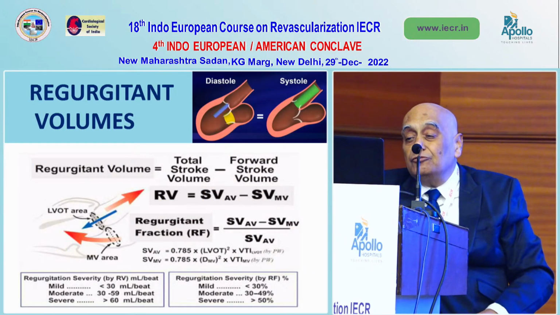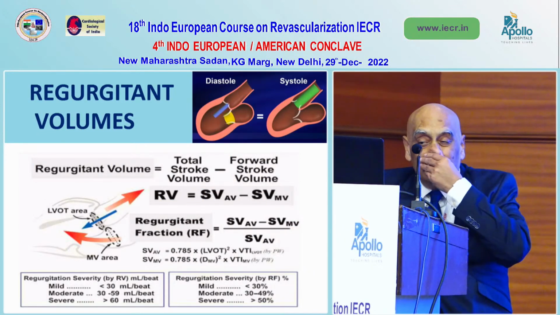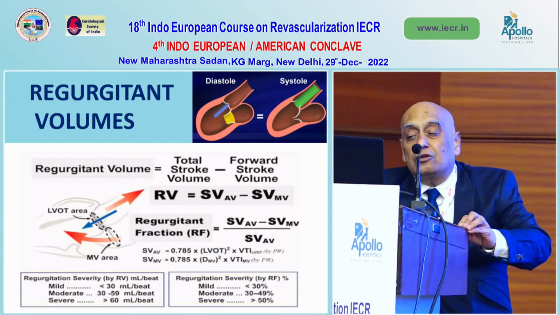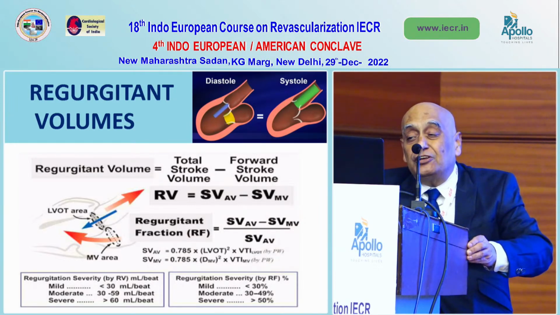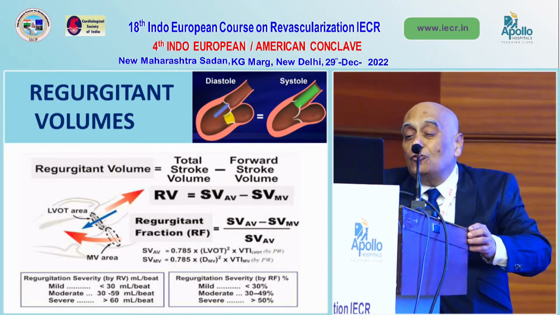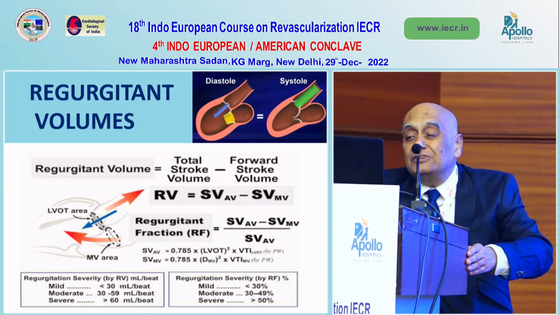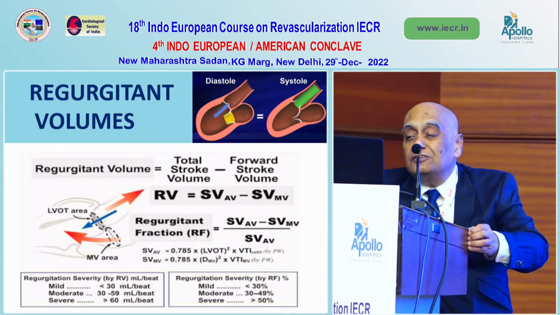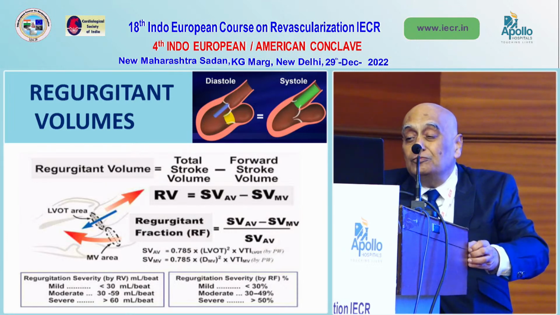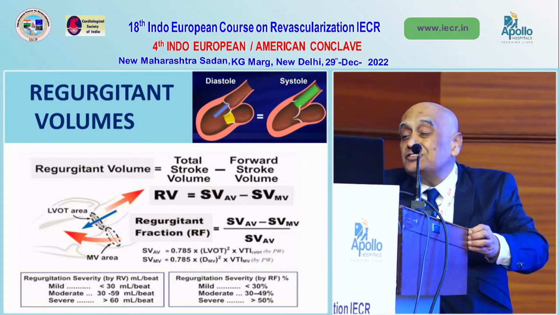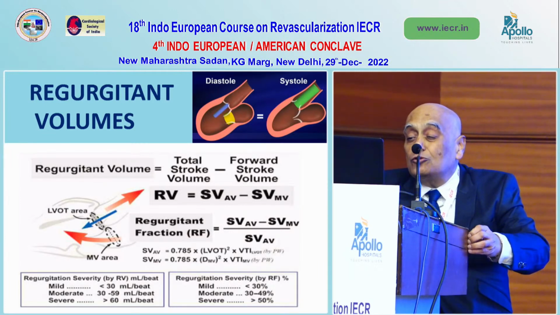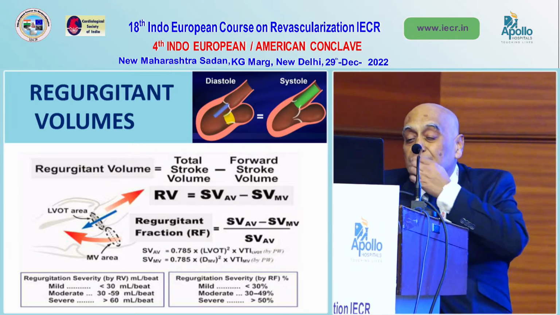And similarly, we can use the Doppler methodology to calculate the regurgitant volumes. Taking the basic principle, the flow across the regurgitant valve is called the total stroke volume, and the flow across the normal valve is called the forward stroke volume. So the regurgitant volume is the total stroke volume minus the forward stroke volume, and that divided by the total stroke volume gives you the regurgitant fraction.